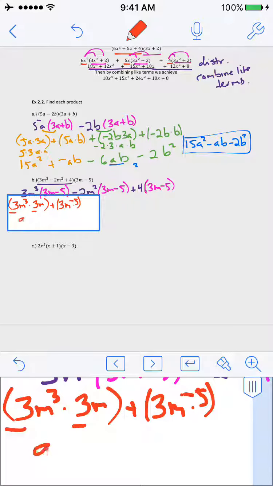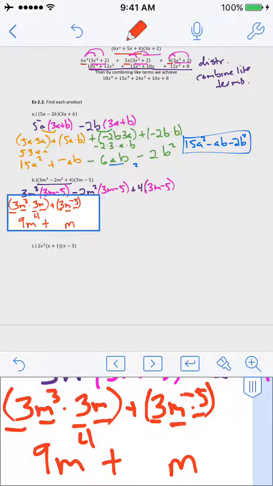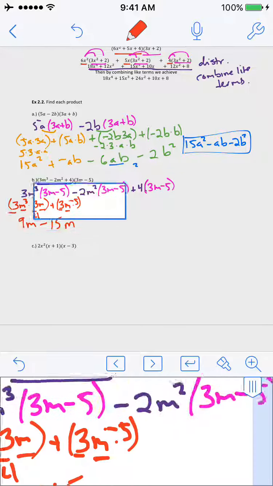3 times 3 is 9. m cubed and m gives me m to the 4th. I'll do the other one now, plus, well, there's no more m's, so I know it's just an m, but 3 times 15, I will take away that plus, because it is a negative 15m. Sweet. All right, let's do the second one.